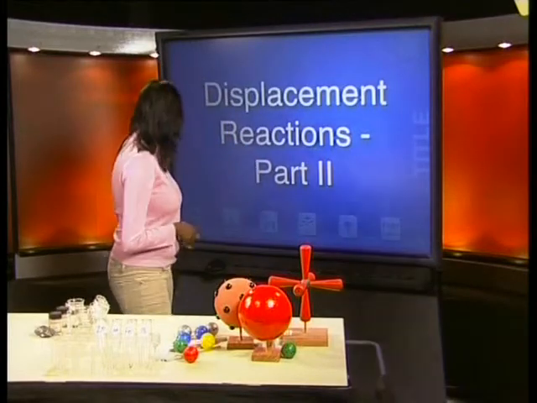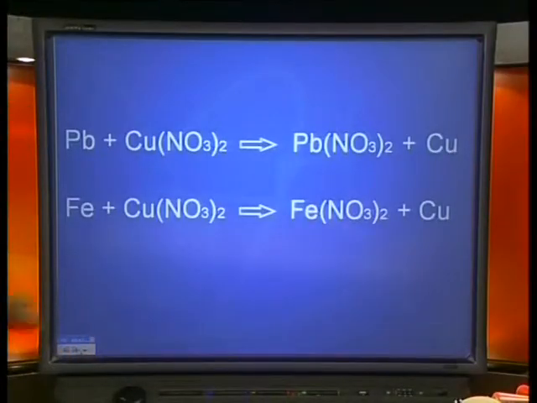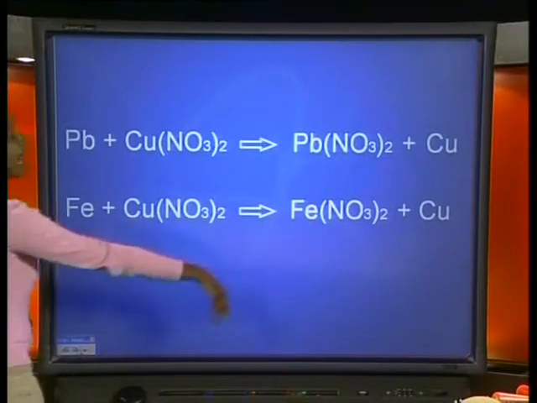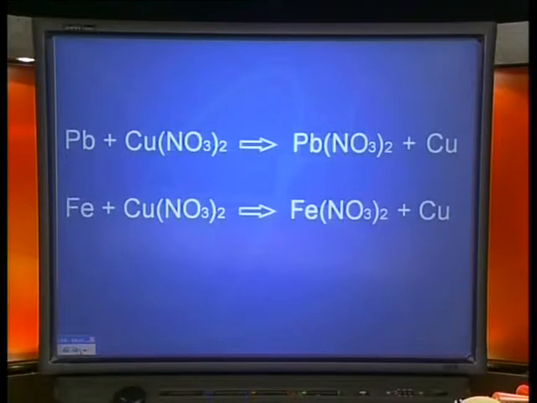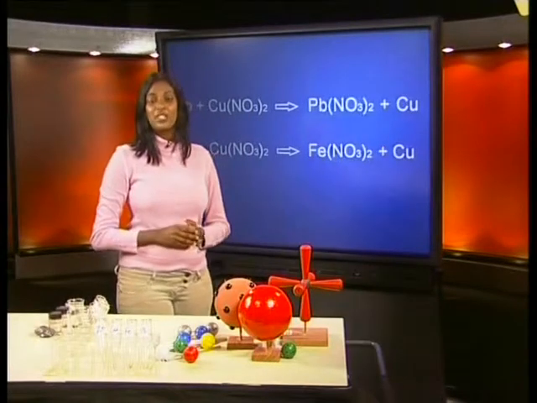Do you remember that we said that when a displacement reaction takes place, a solid metal dissolves and pushes out the metal in solution because it is more reactive? So, if the iron in this reaction displaces the copper from the copper 2 nitrate solution, the products of this reaction are iron 2 nitrate and copper. In this reaction, the products would be lead 2 nitrate and copper, because here the lead displaces the copper to form a new lead solution. Well done if you got this right.